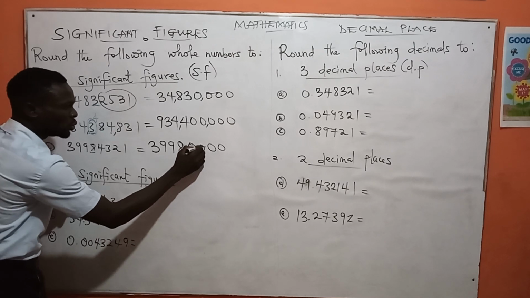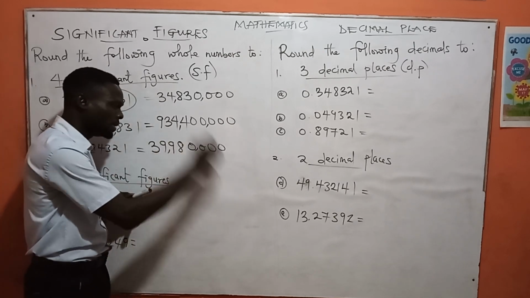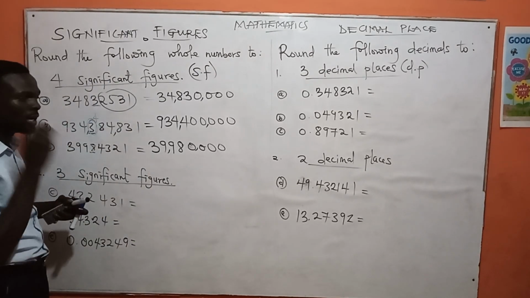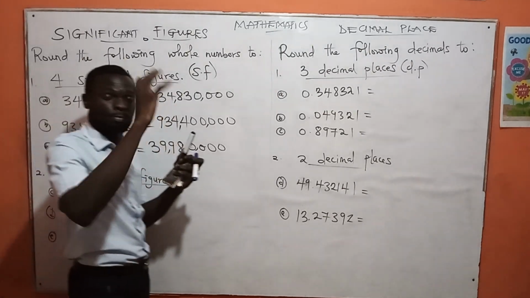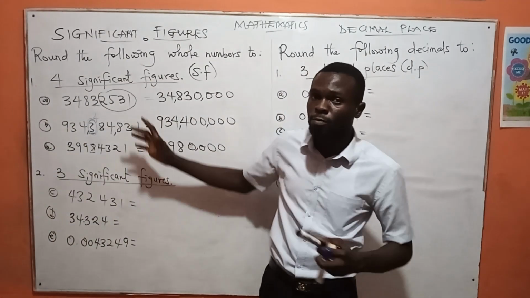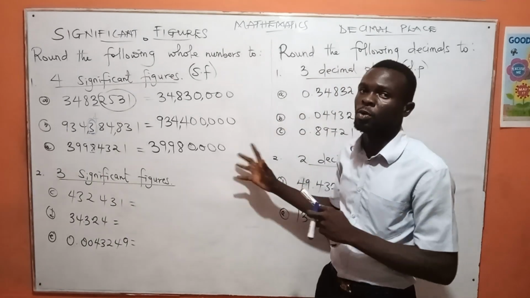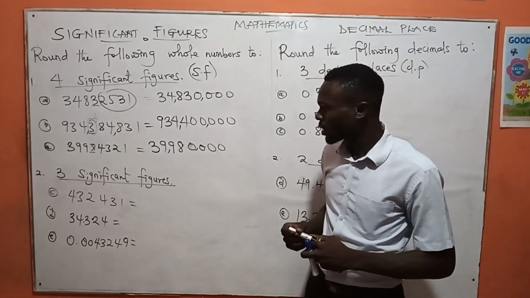So that should give you your value, which is also 39,980,000. This is something that we've talked about in our previous video. So we are just trying to solve more examples on it. Then we'll look at the word problem involved in significant figures.